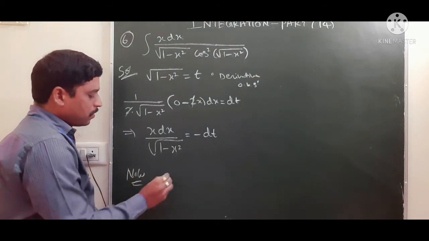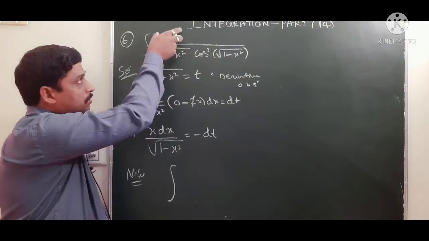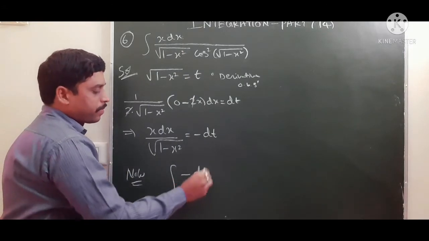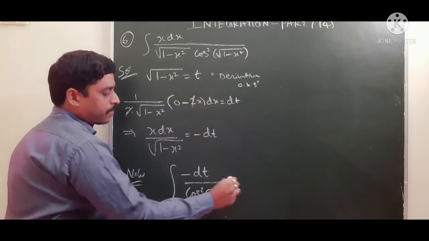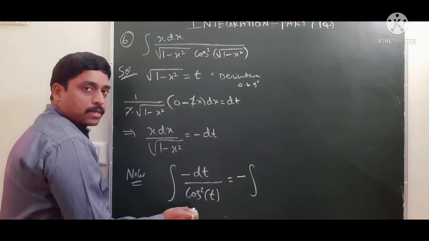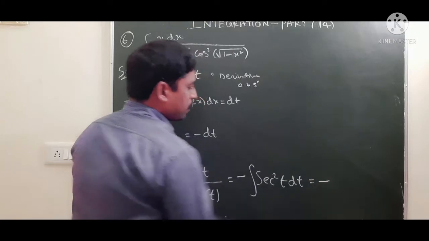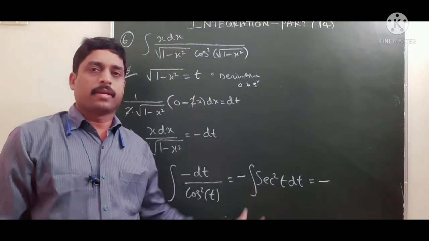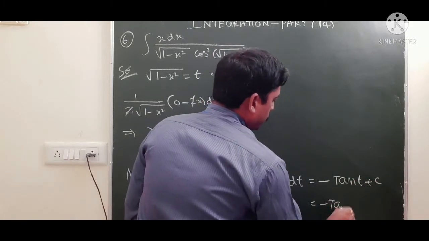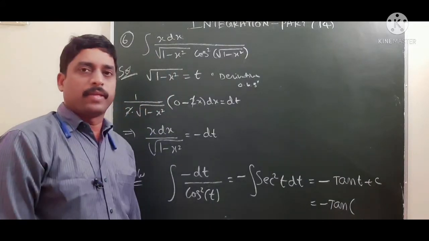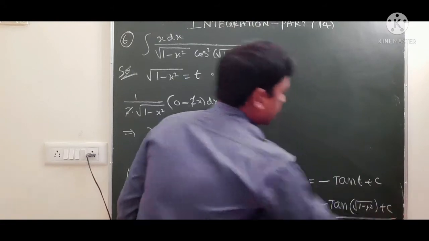Now, so what is the statement? In the statement, x dx by root 1 minus x square. So this expression we should write minus dt by cos square. So root 1 minus x square value t. So minus 1 by cos square t. 1 by cos square t, this is nothing but secant square t. Minus integral secant square t, formula is tan t. So minus of tan of, in the place of t, we should write root 1 minus x square. This is the final answer.